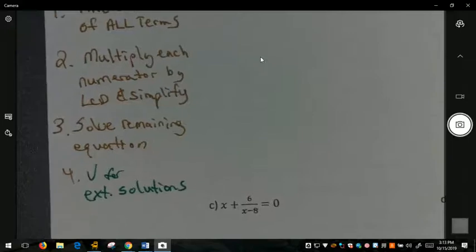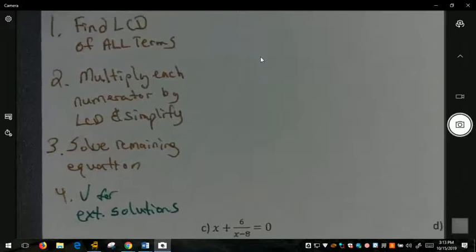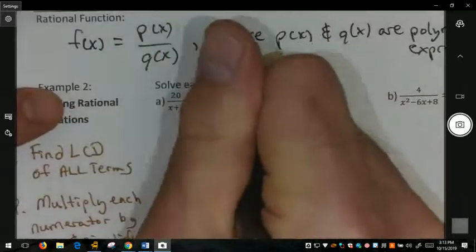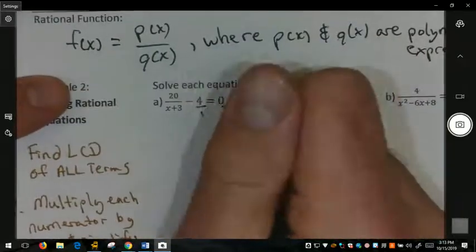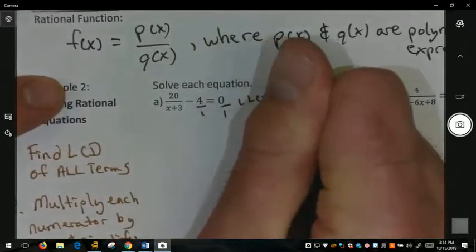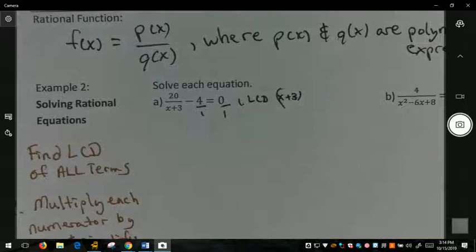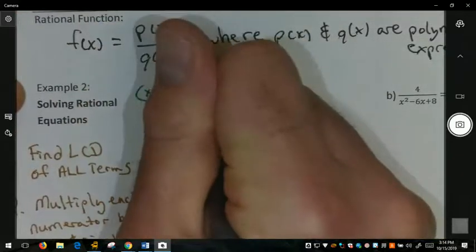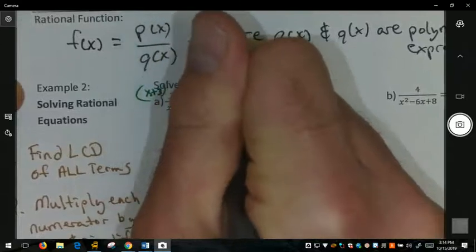We're going to take a look at this with the first example, letter A. There are 4 terms. On the left side there are 2 terms, on the right side there is 1. We're going to find the least common denominator of all of these. Right now this is over 1 and this is over 1. The least common denominator of this one is x plus 3. I'm going to multiply every numerator by x plus 3, the factor x plus 3 in parentheses.